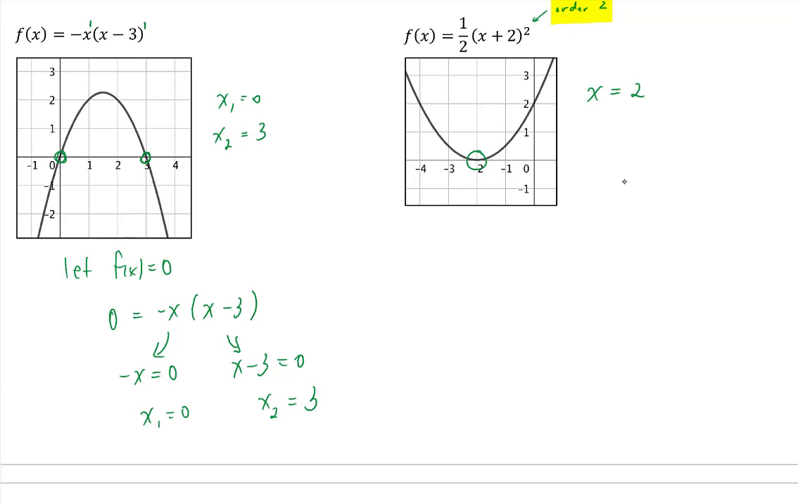So let's find the zeros. We're going to let f of x equal 0, and we get 0 equals negative 1/2 times (x plus 2) squared. If we want to solve for the zeros, we set our factor equal to 0. So we get x plus 2 equals 0. It doesn't matter that it's squared. And we end up with x equals negative 2, our only zero for this graph.